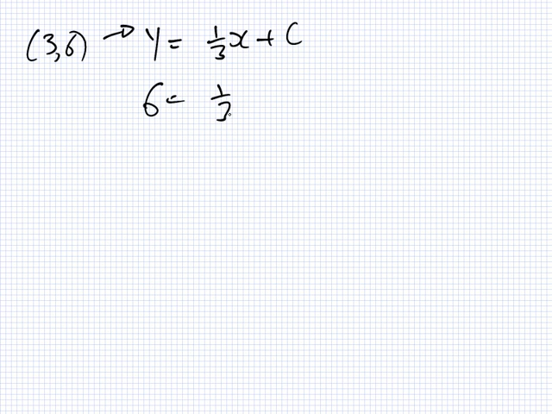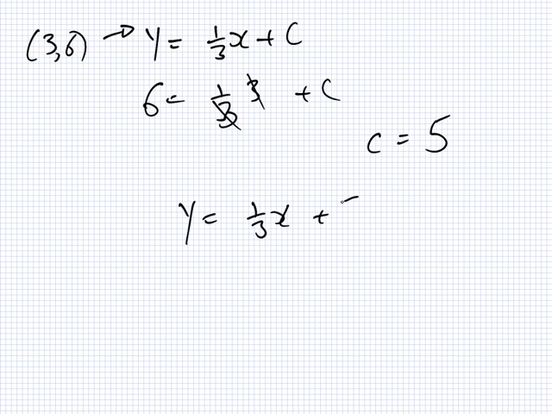And actually, that's nice because they cancel, don't they? So I got c is 5. No, what am I saying? Yeah, 5, isn't it? c is 5. So you have y equals 1 over 3x plus 5. Okay, yeah. Part 2.